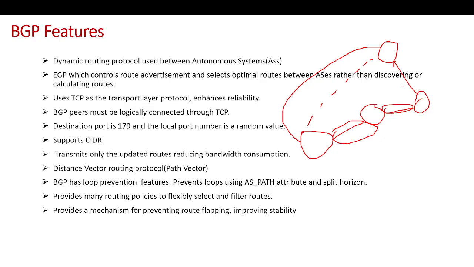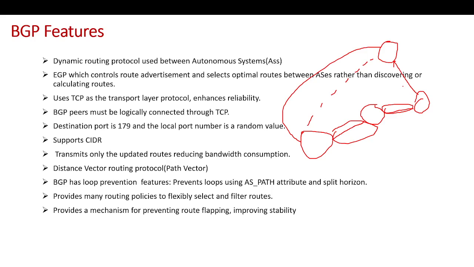It uses destination port 179, so it is TCP port 179, and the local port number is a random value. The local port is always a random value, but when you check, the destination port is always 179. It supports CIDR and transmits only the updated routes. Whenever there is a change in the network, that's when it transmits the updated routes only. It's a distance vector routing protocol, or we can say it's a path vector protocol. Remember, it has path attributes that are used to determine the best paths for forwarding the traffic.